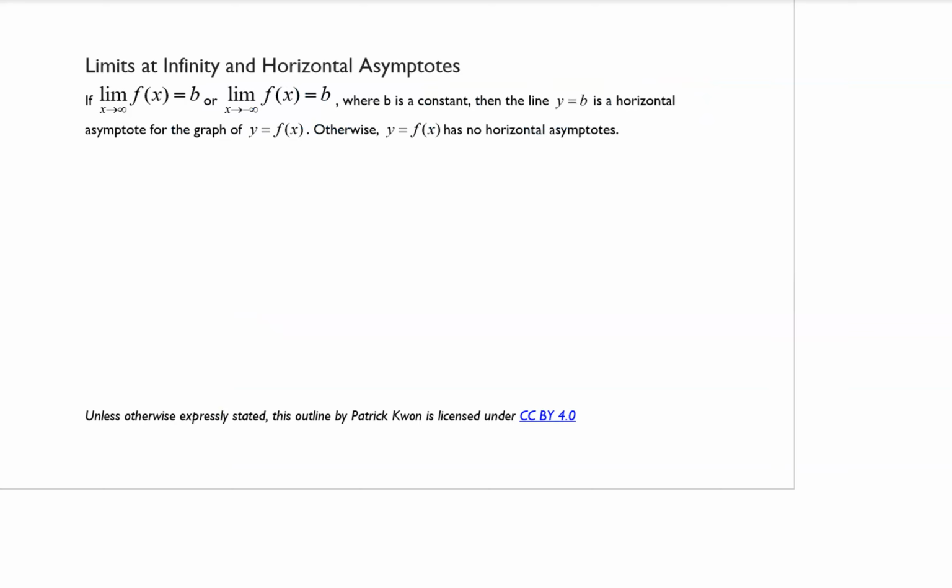This last rule says, when we're talking about limits at infinity and horizontal asymptotes, that if the limit as x approaches infinity of f of x is equal to b, or the limit as x approaches negative infinity of f of x is equal to b, where b is a constant, then the line y equals b is a horizontal asymptote for the graph of y equals f of x. Otherwise, y equals f of x has no horizontal asymptotes.